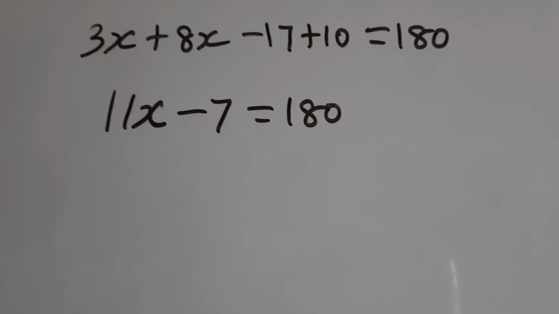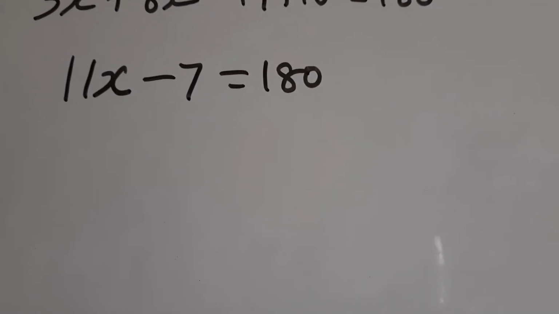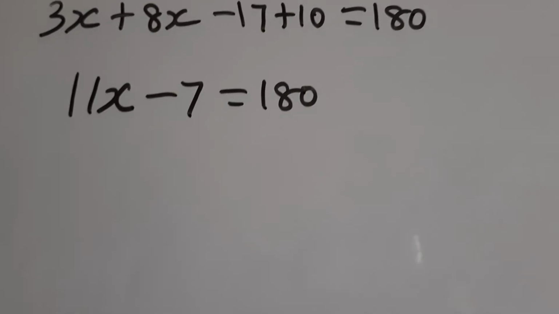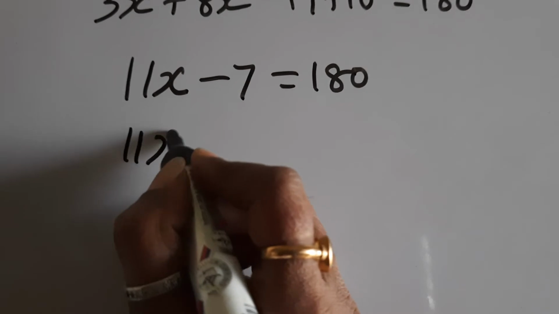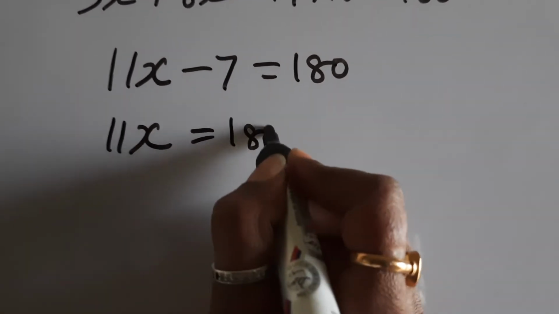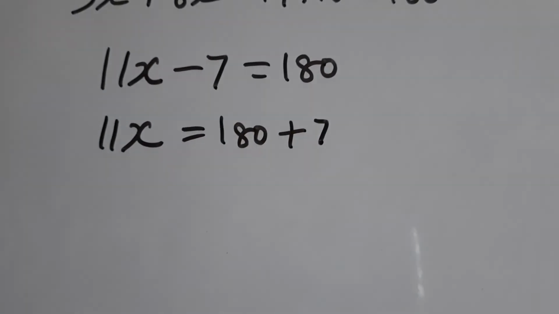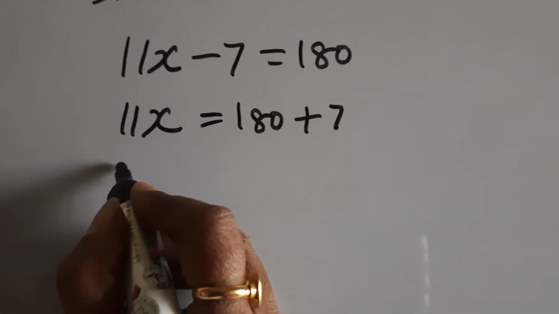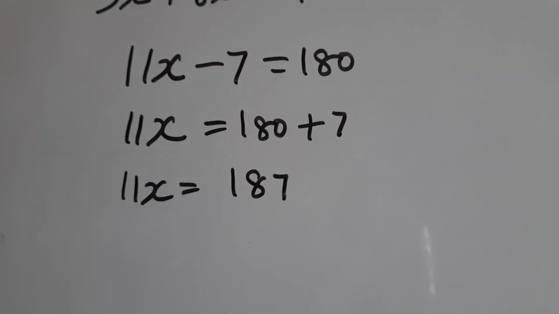Now only the number is this side. So 11x, we'll keep it on the left hand side. We'll take minus 7 on the right hand side. So 11x will be here, 180 on the right hand side. Taking 7 to that side becomes plus 7. Therefore 11x is equal to 187.